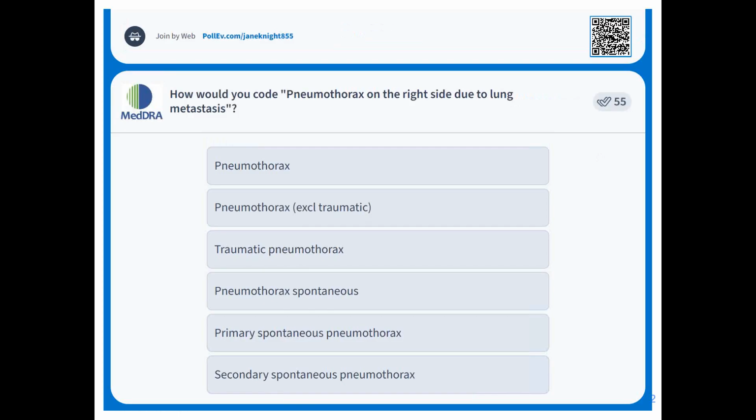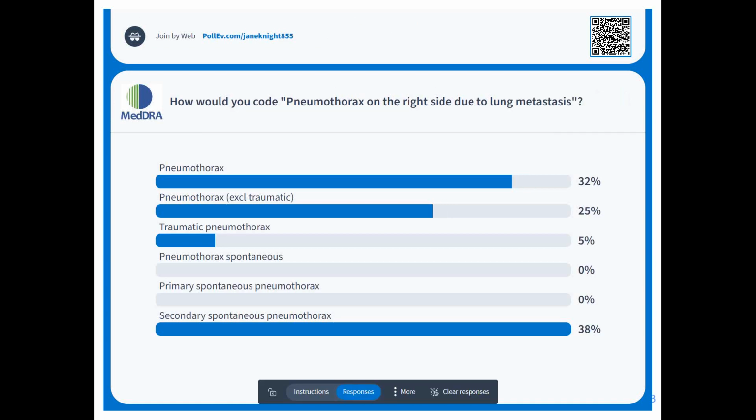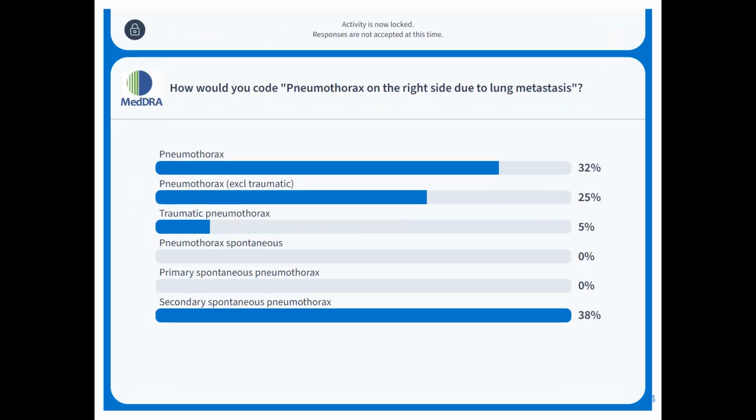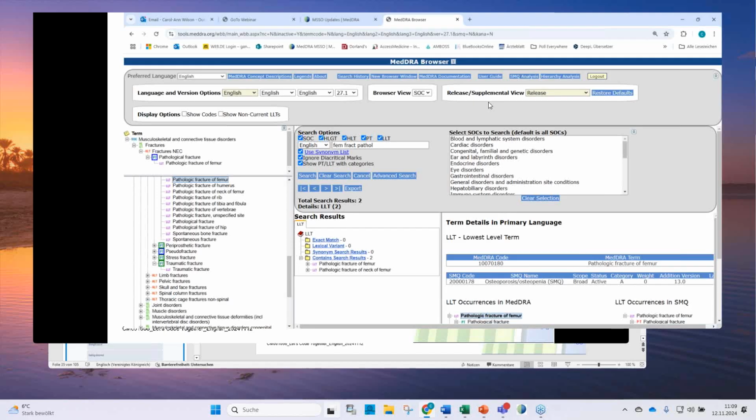So let's look at your proposals. We have a split of opinions. Some of you would just code to pneumothorax, others to the LLT pneumothorax excluding traumatic, but most of you would go for secondary spontaneous pneumothorax. Some of you would also consider traumatic pneumothorax. So let's close this poll and again switch to the browser.